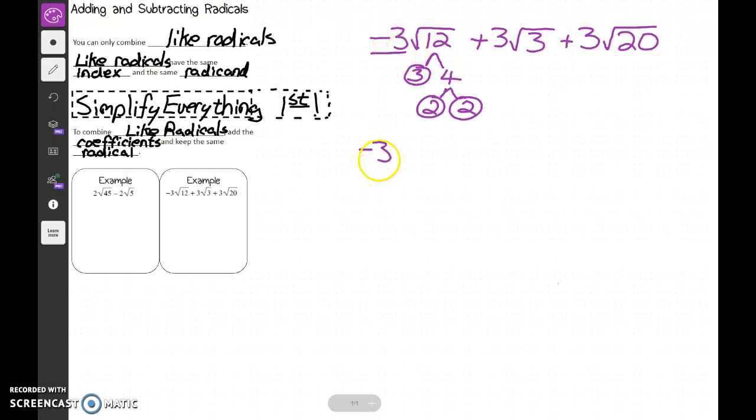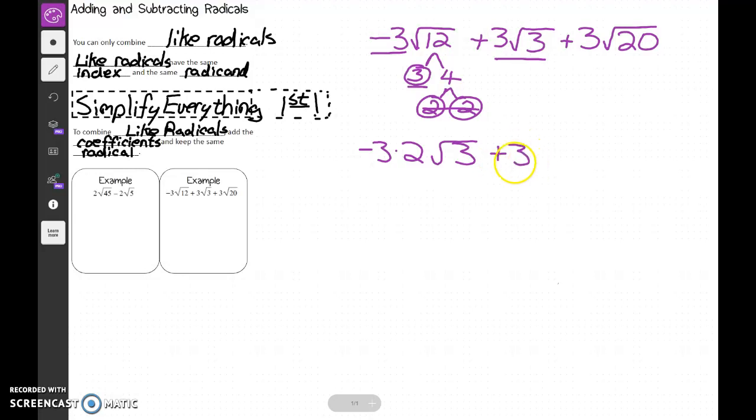So what we have here is a negative 3 on the outside, so we're going to write negative 3 times, we had a pair of 2's that go on the outside, so that's going to be a 2 on the outside. And then we had a 3 left over, so that's going to be on the square root of 3. Now, we'll come back and do the multiplication for that in a second. Let's move to the second one. 3 on the square root of 3. Can we break down the square root of 3? No. So if we can't break that down, then it stays the way it is.